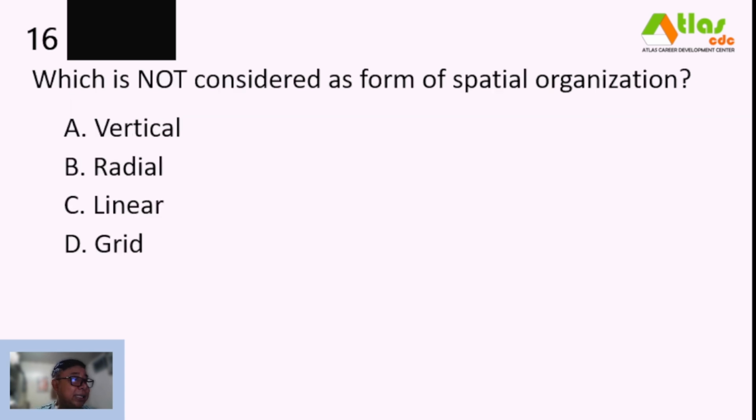Number 16. Which is not considered as form of spatial organization? A. Vertical, B. Radial, C. Linear, and D. Grid.